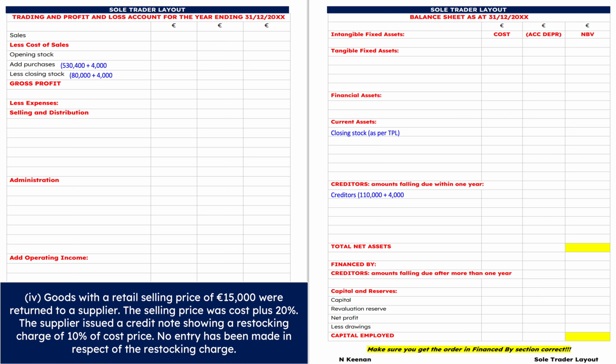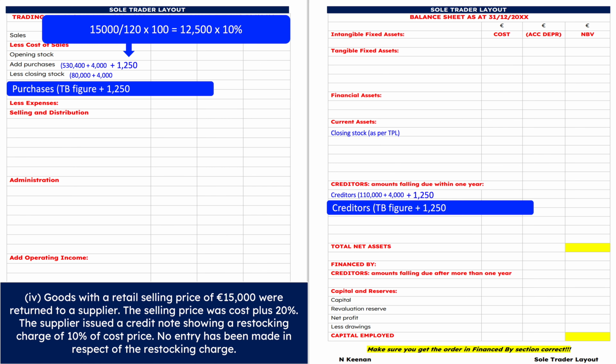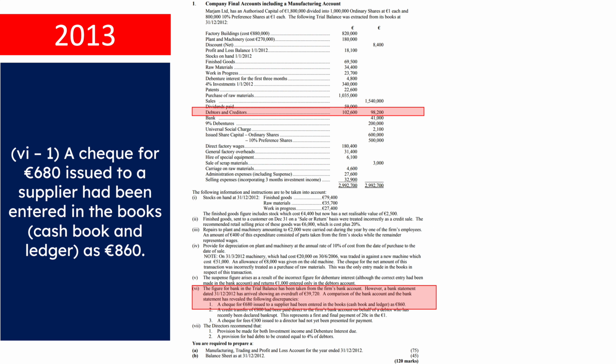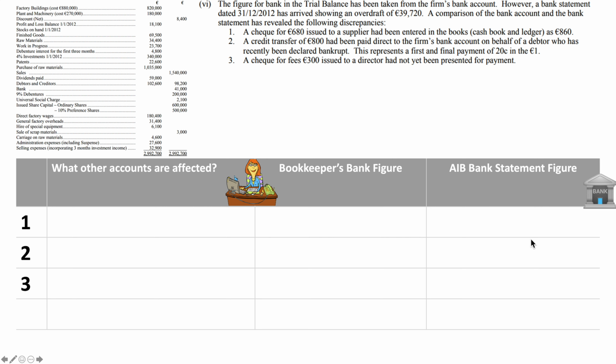Okay, so now we have 2013 then, sorry, 2013. So 2013, the figure for bank in the trial balance has been taken from the firm's bank account. However, a bank statement dated 31st of 12th, 2012 has arrived showing an overdraft of 39,720. A comparison of the bank account and the bank statement has revealed the following discrepancies. A cheque for 680 issued to a supplier had been entered in the books, cash book and ledger as 860. Okay, so only one adjustment here in the 2013 question.